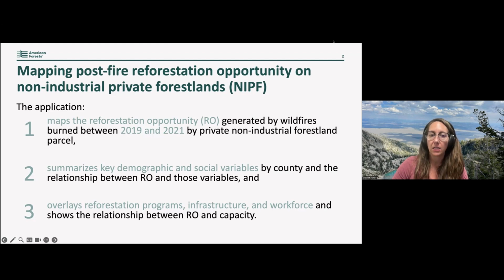We looked at the key demographic and social variables that we think might be useful in helping to prioritize some of that outreach. And then we tried to understand where the capacity is across the state and how that aligns with that reforestation opportunity. So where are the RCDs well staffed? Where are the registered professional foresters? And how does that actually overlap with that reforestation opportunity? So those were basically the three different objectives that we were trying to achieve with the development of this app.